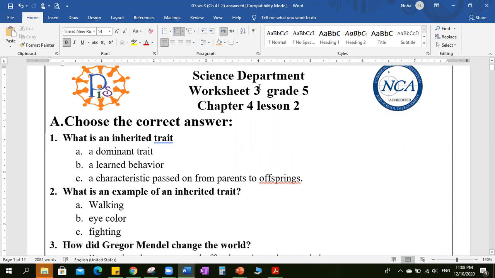Today, inshallah, we'll do a worksheet on chapter 4, lesson 2. So let's start with question number 1. What is an inherited trait?